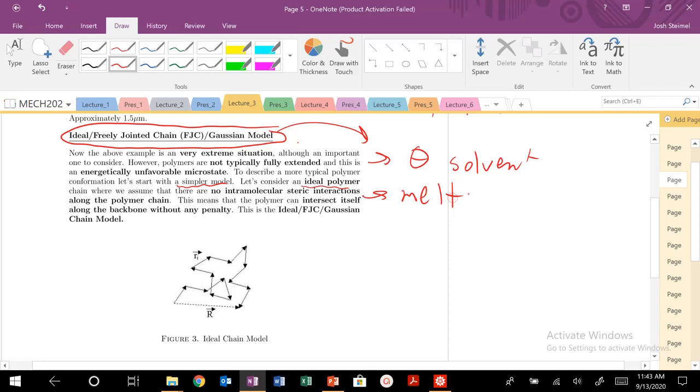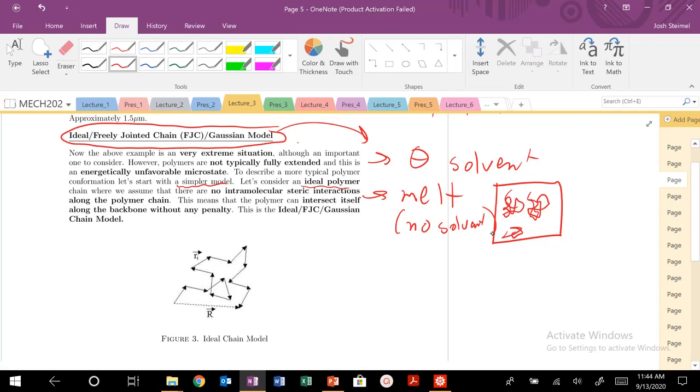The melt is a very confusing term. It doesn't mean that the polymer is liquid. It means basically you're dealing with a situation, like a bucket, where I just have polymers in my system. I have no solvent. So that's what it means. Melt, no solvent. So just polymers. A theta solvent is also basically a solvent that almost mimics that energetically. There's no distinction between the solvent interaction and the monomer interaction, or basically the monomers in your polymer see the solvent as just other monomers. But we'll get into that much later on.